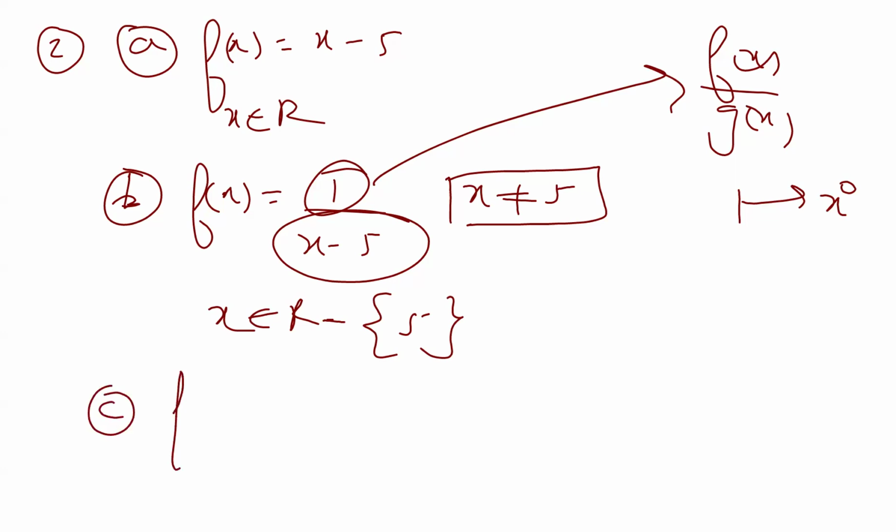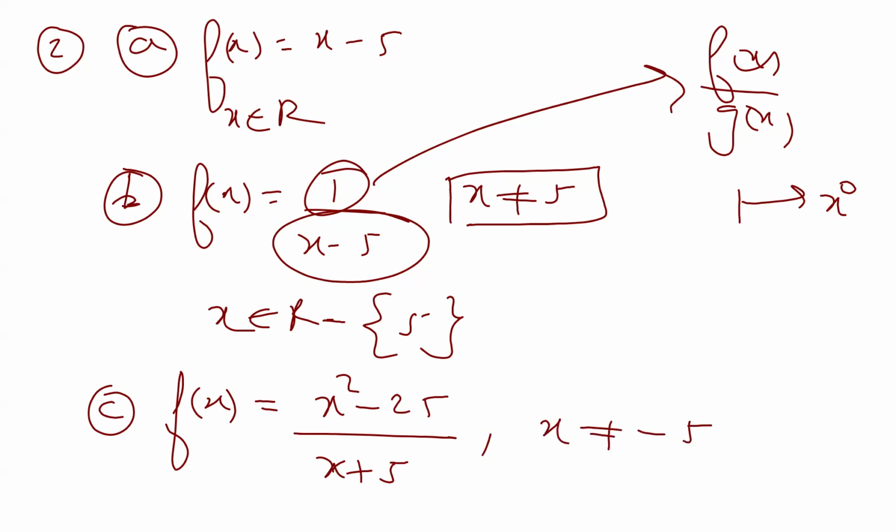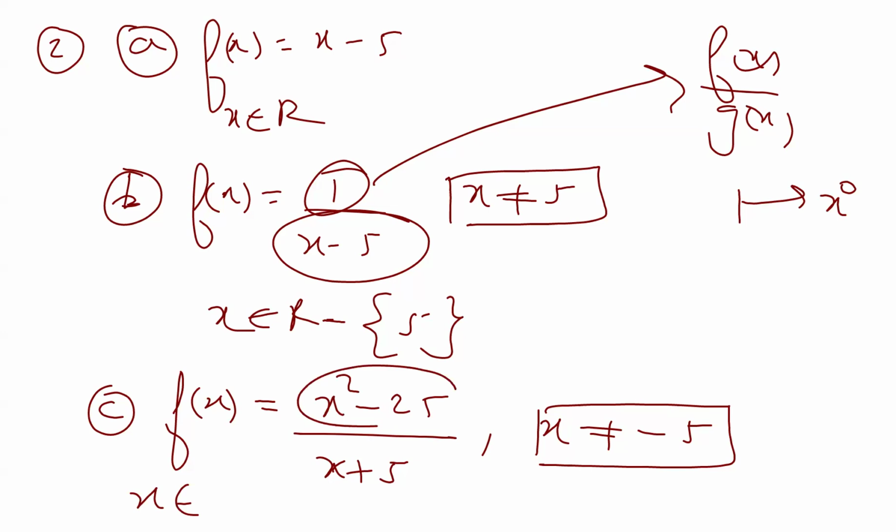C part, f of x is equal to x square minus 25 upon x plus 5, where x is not equal to minus 5. This also is a rational function, f of x upon g of x. It is continuous at any real value of x except minus 5, because at minus 5 the denominator turns out to be 0.